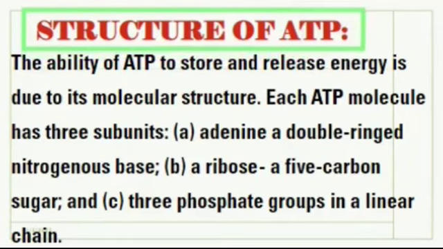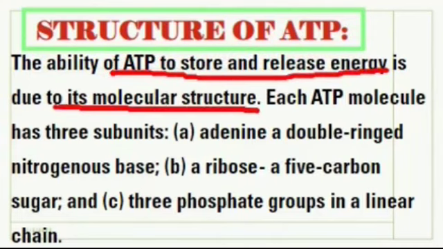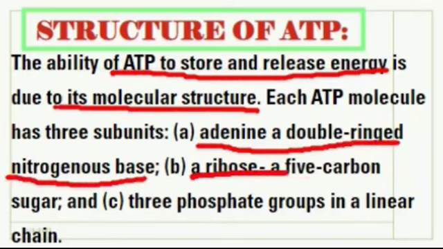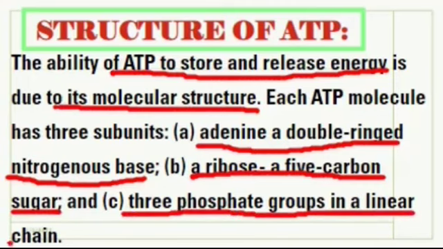Here's another important short question. Define and draw the structure of ATP. The ability of ATP to store and release energy is due to its molecular structure. Because the name of ATP, adenosine triphosphate, is because of its structure. Each ATP molecule has three subunits: adenine, a double-ringed nitrogenous base, a ribose, 5-carbon sugar, and 3 phosphate groups in a linear chain. Because ATP is basically a nucleotide.